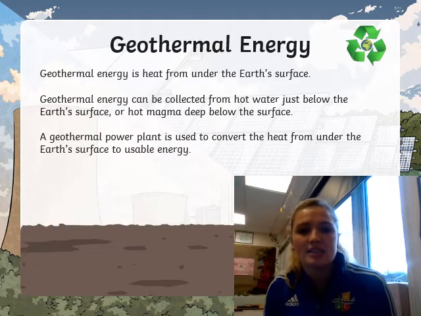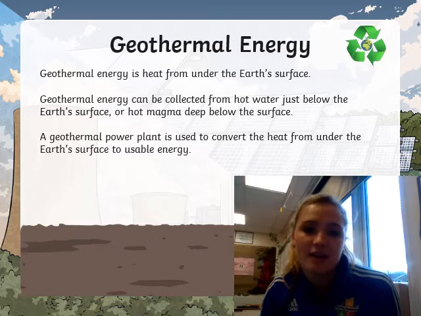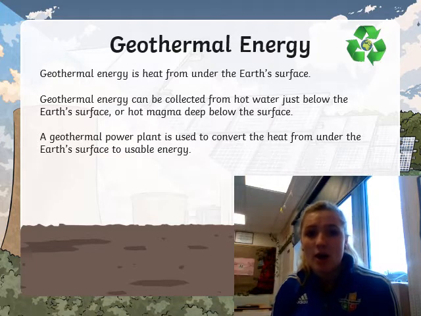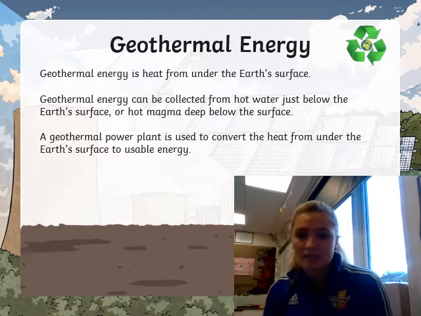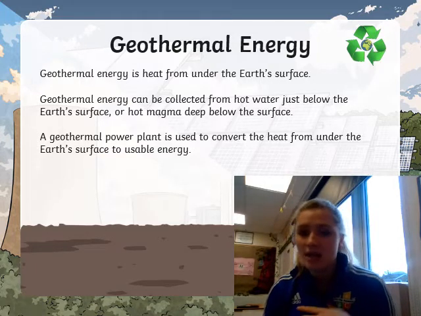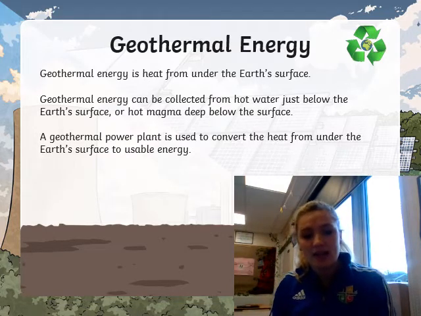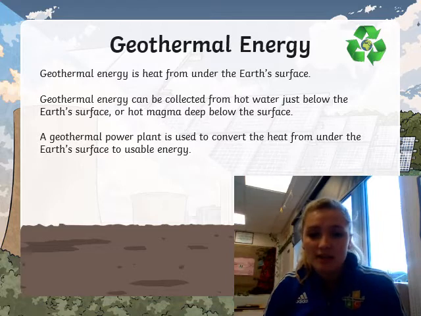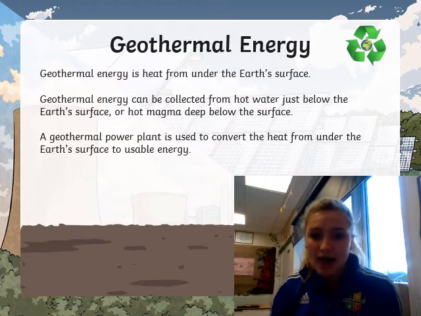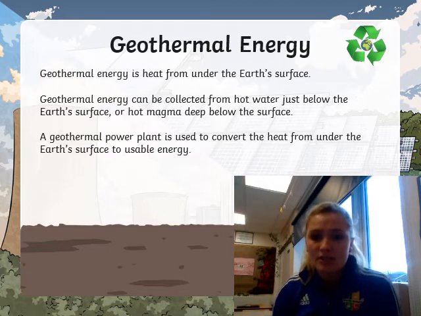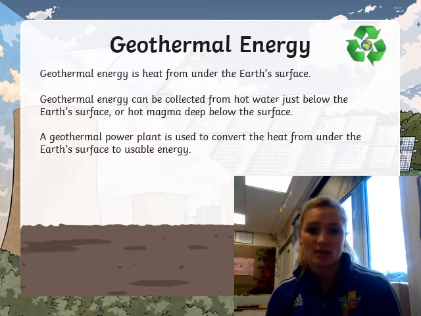Geothermal energy, so this is the heat from under the Earth's surface. This can be collected from hot water just below the Earth's surface or hot magma deep below the surface. Now we have talked about the way that the Earth is made up, and how there's obviously the top crust, then the magma before it gets to the outer core and the inner core in the middle of the Earth. And we know as you get closer to the centre of the Earth, it gets hotter.